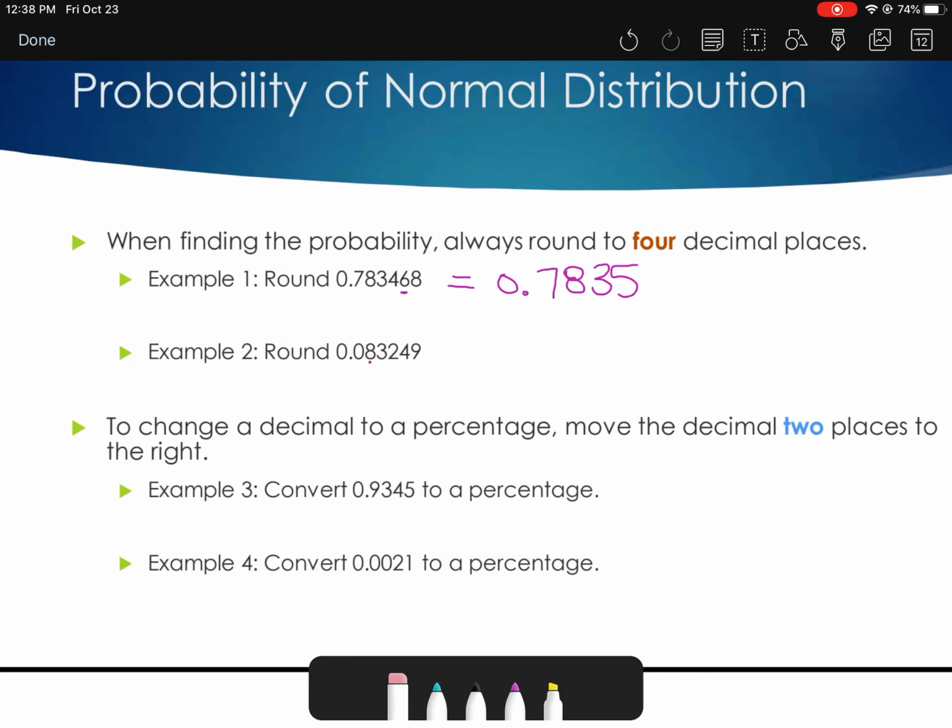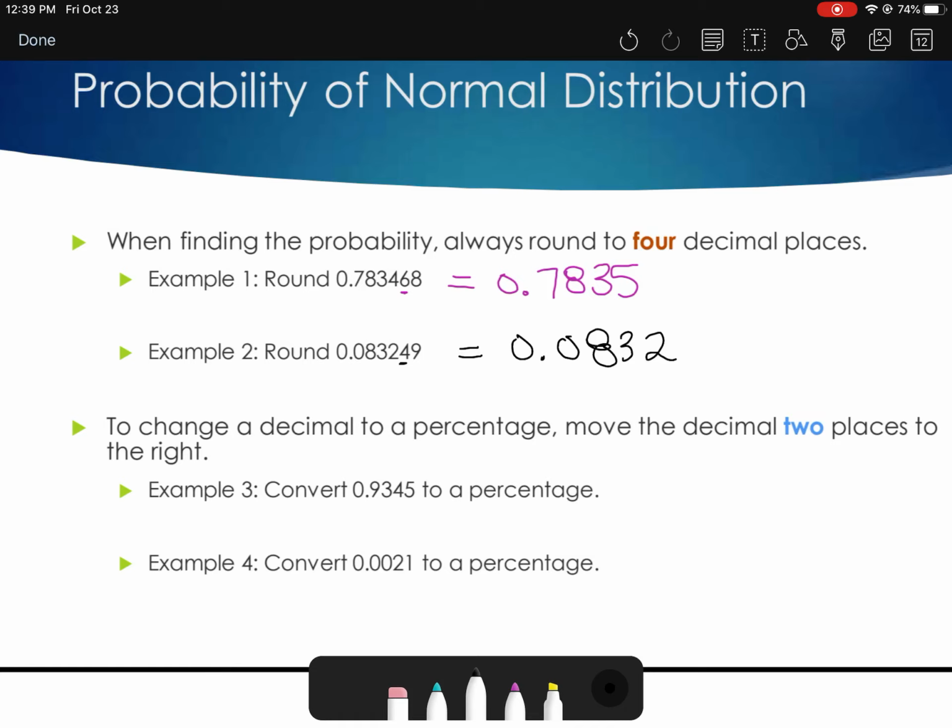Okay, let's look at the next one. So again, I'm going to round to 4 decimal places. So I want to look at the 5th one. Well, in this case, it's 4. So 4 is less than 5. That means I want to round down, so I keep it the same. So 0.832. And that's all there is to that.